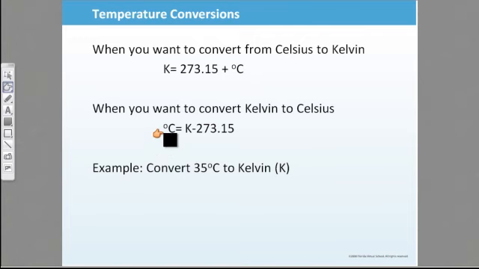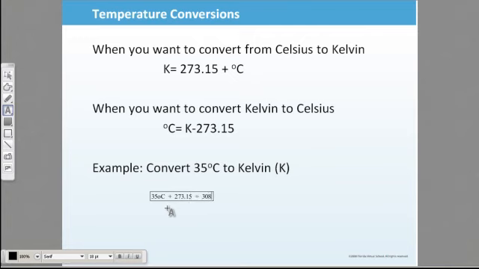And if we're going the other direction, well, we just reverse that. Degrees Celsius equals Kelvin minus 273.15. So for our example here, if we have 35 degrees Celsius and we need that in Kelvin, we are again just going to add that 273.15 to it. So we have 35 degrees Celsius plus 273.15, and that's going to give us 308.15 Kelvin.